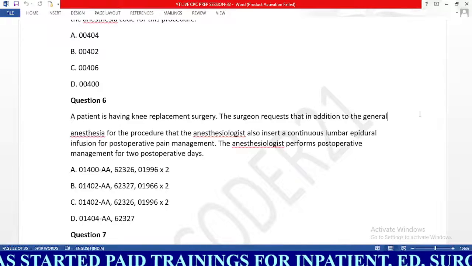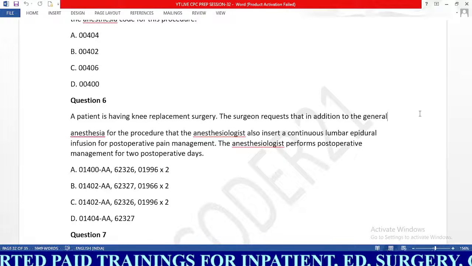Yes, Sarika, you need to take motivation from Gaurav. He passed the CPC exam.